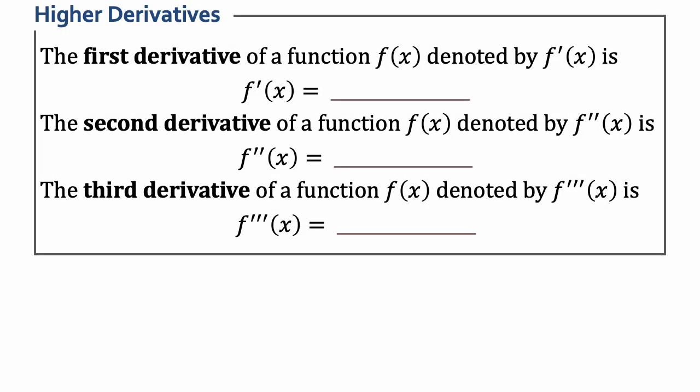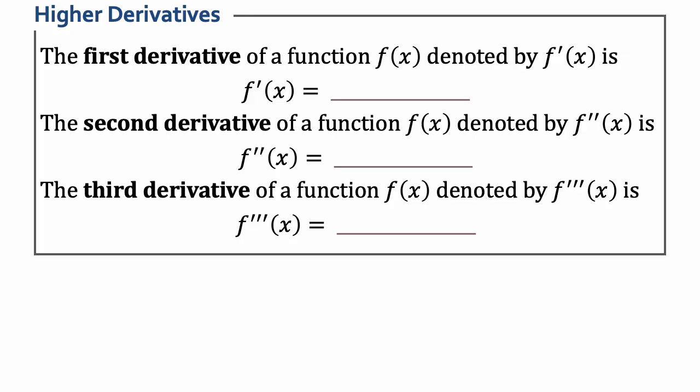Okay, so let's talk about some higher derivatives. Since the derivative of a function f of x is another function, f prime of x, what's to stop us from taking the derivative again? That is, the derivative of f prime of x. What would that look like? What could it tell us and how can we notate it?